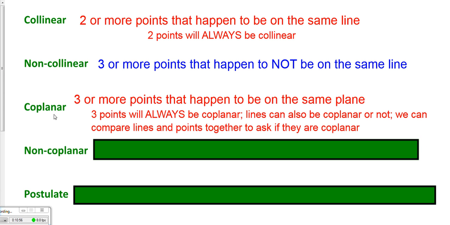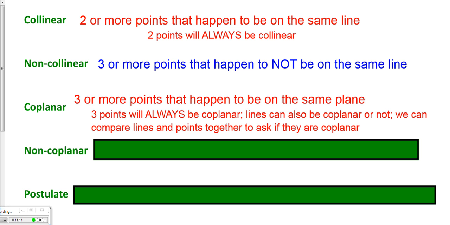Coplanar. Again, that's kind of similar to this collinear idea. Coplanar just means they're in the same plane. So 3 or more points that happen to be on the same plane. Now, instead of drawing a little example, I want you to think of if you had 3 marbles and you placed them on a table.